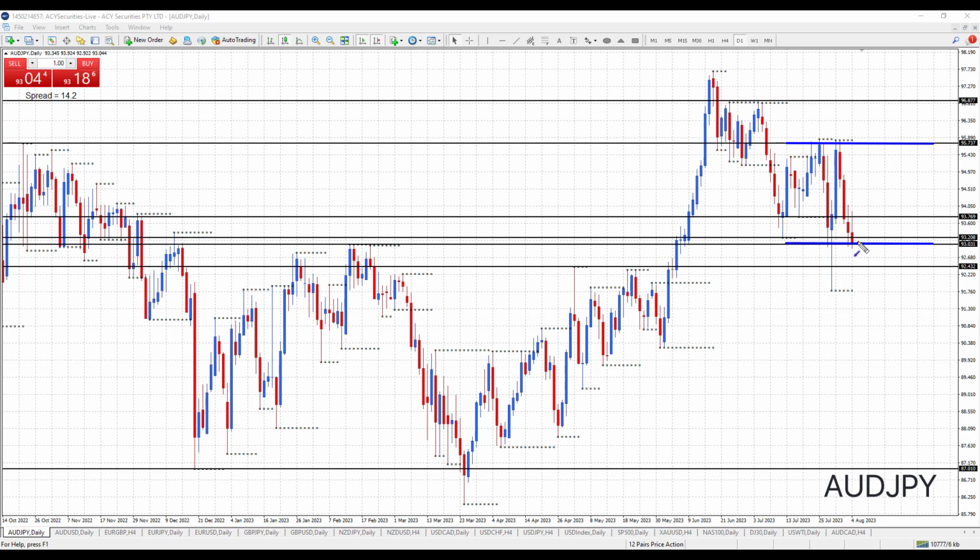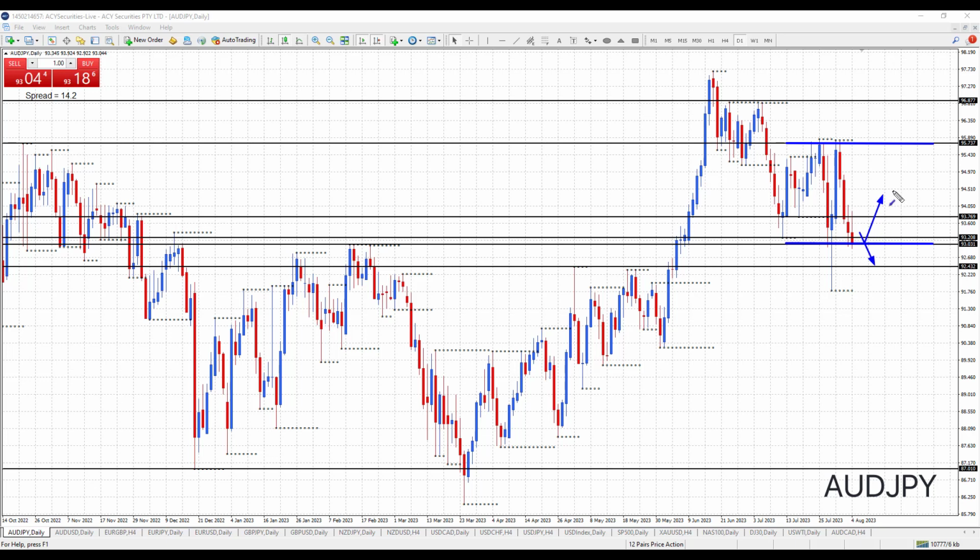93.03. Thursday, Friday. Can we break below there this week to come down and test the next level of weekly support at 92.43? So the key level to watch at the start of the week is 93.03. Does that break or hold for a move back up the range?